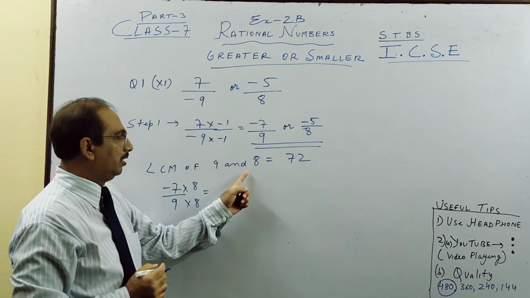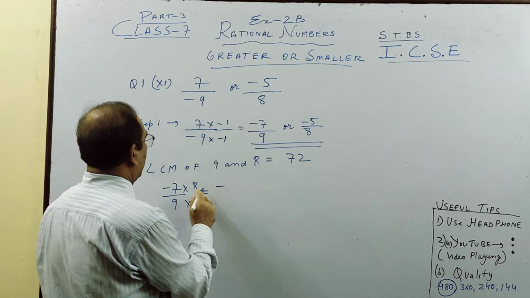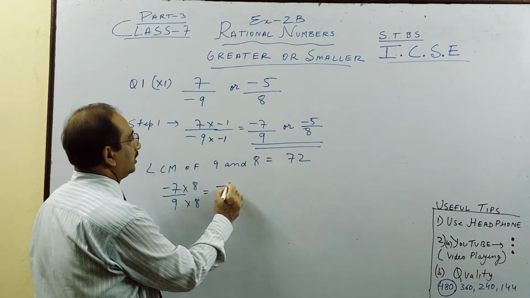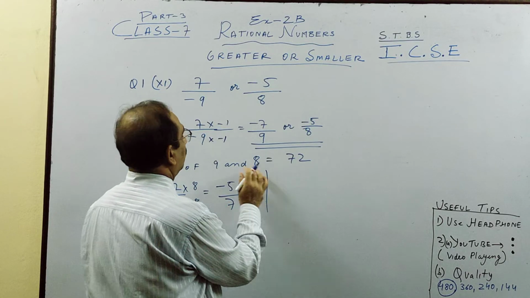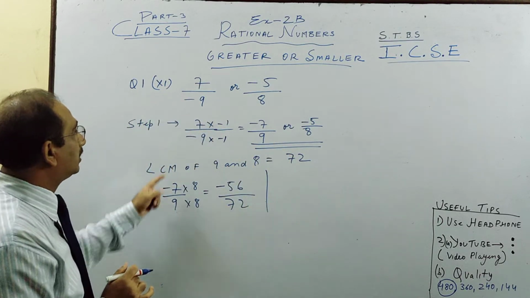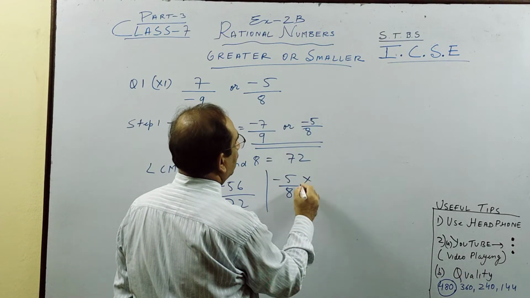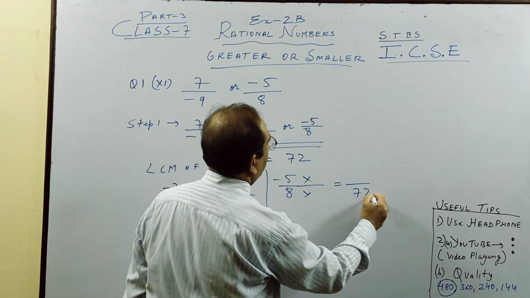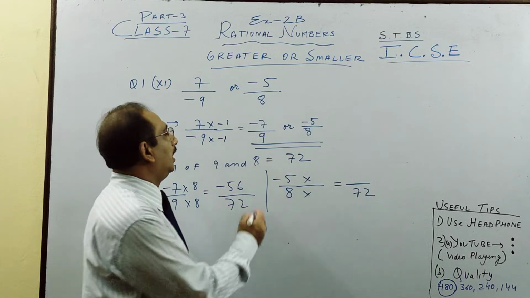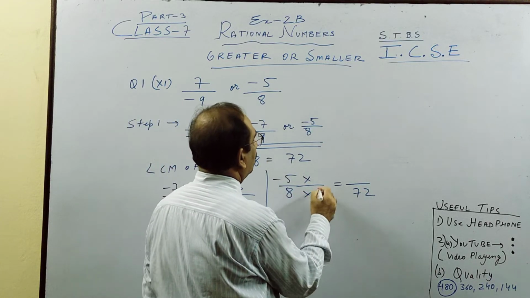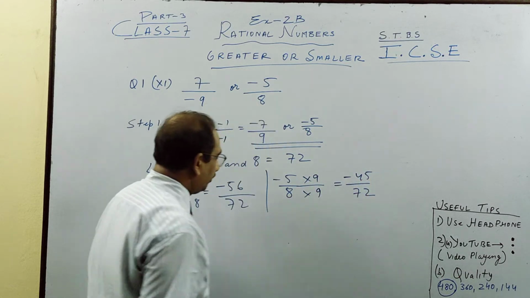So the first one we write -7 by 9 into what? Into 8 will give you 9 8s are 72, and 8 7s are 56. Now this one was -7 by 9, -5 by 8. What will you multiply so that the denominator is 72? So we know 8 9s are 72, and 9 5s are -45.